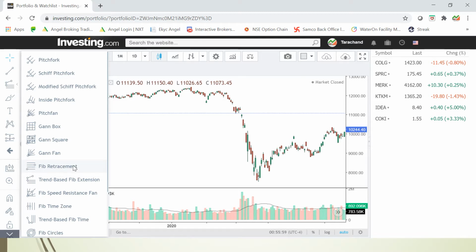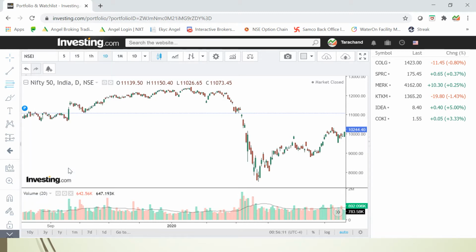One is Fib retracement and other is trend-based Fib extension. So that in short it is called Fib extension. So first we are starting with Fib retracement, which will simply draw the levels, okay? So click on that, okay, and now you are here.